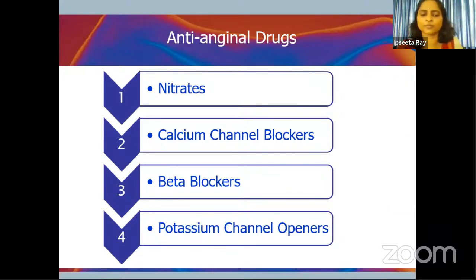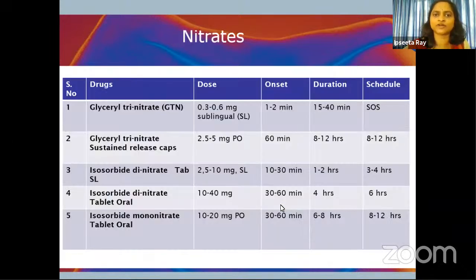Now coming to the classification of the drugs used in angina. There are 4 important classes: nitrates, calcium channel blockers, beta blockers, potassium channel openers. Out of this, nitrates is the prototype drug, which is conventionally used for the treatment of angina. When we talk about nitrates, there are several nitrates, out of which you have glyceryl trinitrate, also known as nitroglycerine, GTN, and isosorbide dinitrate. They are available as sublingual tablets. For oral, we have isosorbide dinitrate and mononitrate, which are used for prophylaxis of angina.